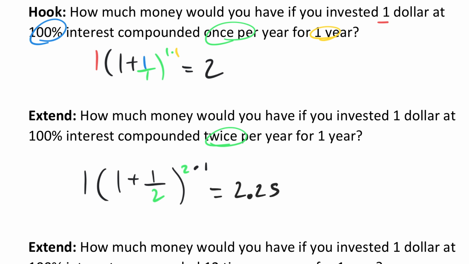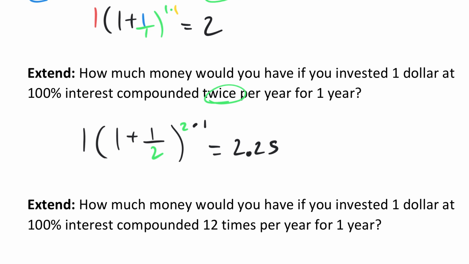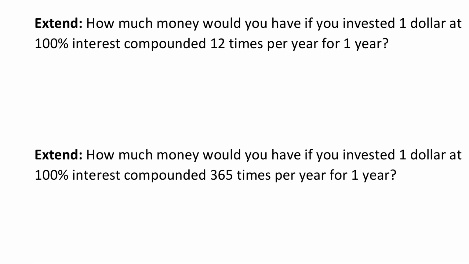Now this makes sense. If you compound it more frequently, not once a year, but twice a year, then the amount of interest you make goes up. And you might start to think, well, if I can make more money just by compounding more frequently, let's compound away. What if we compounded 12 times a year? So we'd have 1 times 1 plus 1 over 12 to the power of 12 times 1. Okay, let's see this on our calculator. Okay, you should get 2.61.